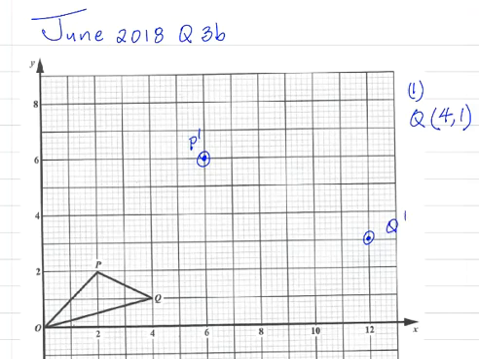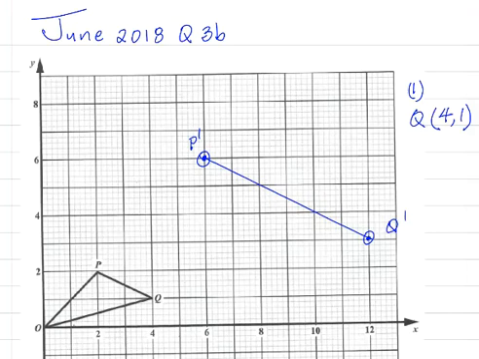All I have to do to complete this part of the question is simply use my ruler and draw a straight line connecting the 2 points. So that is the image. P prime Q prime is the image of PQ under an enlargement, center the origin, and scale factor 3.